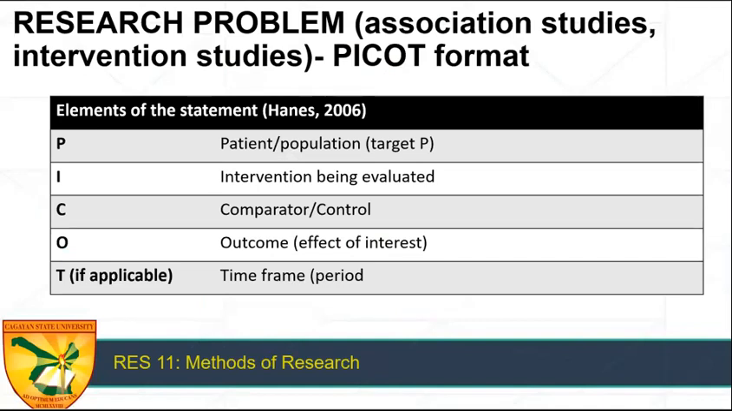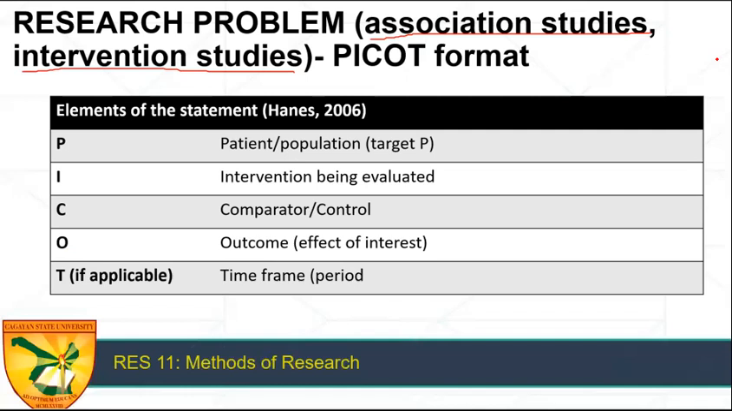So there is another technique in crafting your research problem, especially if your research problem is an association study or intervention study. Association study meaning you associate one variable to another variable. For example, using of orange highlighter makes memorization easier. So there are two variables there, memorization and the use of orange highlighter.